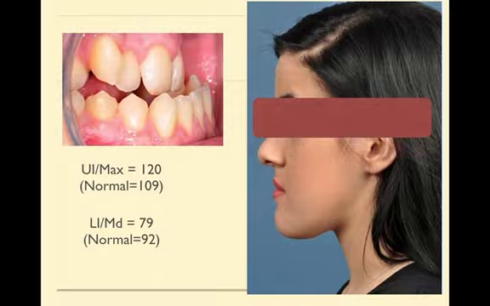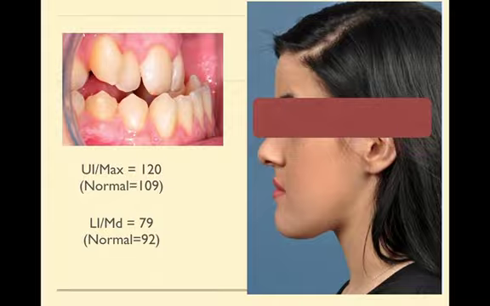class 3 skeletal discrepancy. So if you can see here, for example, in the upper incisors, the angulation on the lateral cephalometric tracing is 120, the normal is 109. So the incisors are proclined. While the lower incisors are retroclined, they are 79, while the normal is 92. This happened because the teeth are trying to compensate for the skeletal discrepancy. Now if you measure this overjet here, it's only minus maybe 4 millimeters.